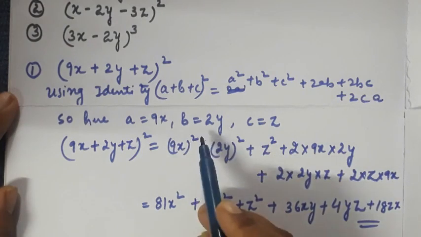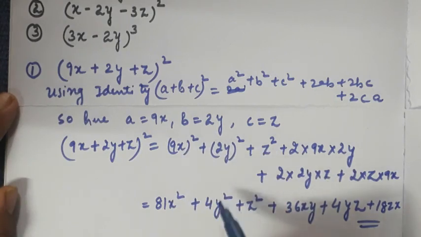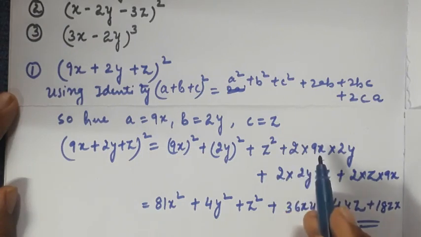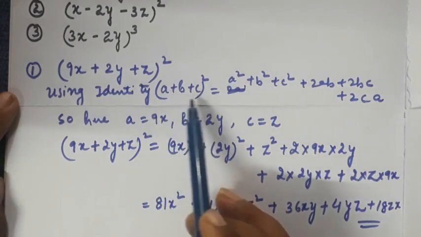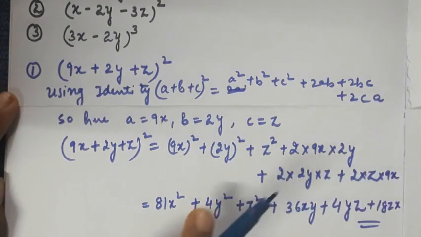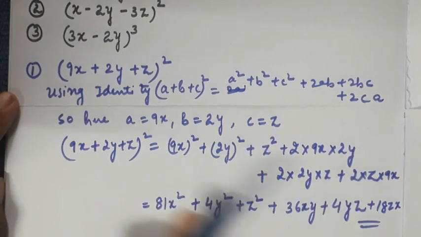Afterward (9x)², means 9 9s are 81x², 2 2s are 4, 4y², z² as it is, 2 9s are 18, 18 2s are 36xy plus 2 2s are 4yz plus 2 9s are 18zx. So here we can see that this expansion has 6 terms, and in the identity's expansion also we have 6 terms. So this is the expansion of the first part.